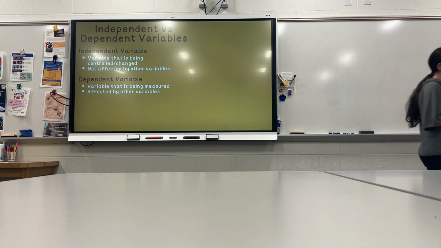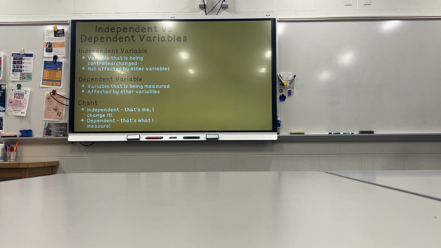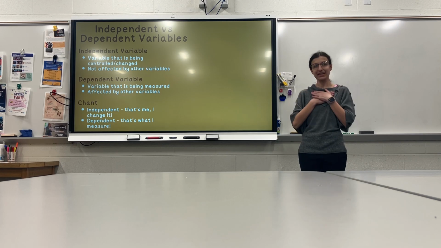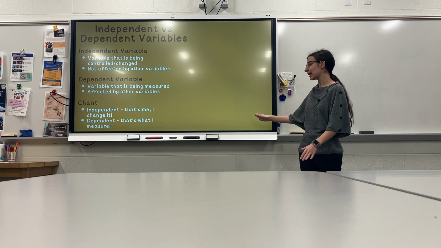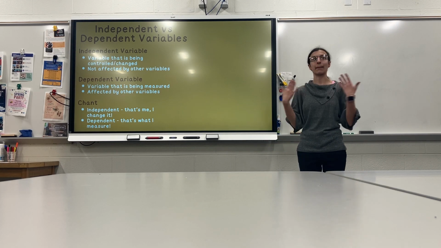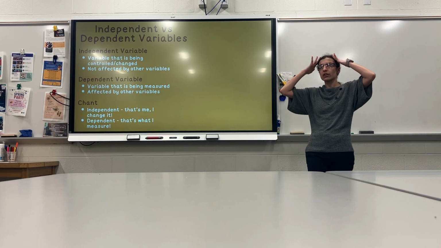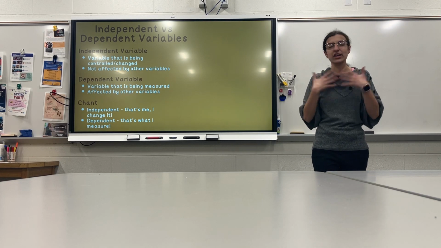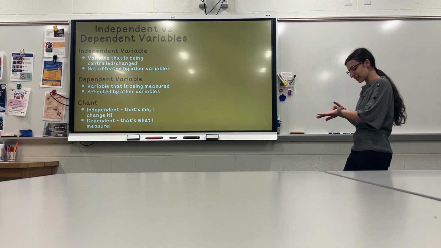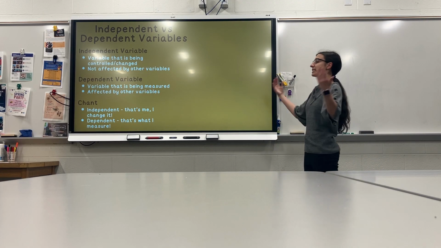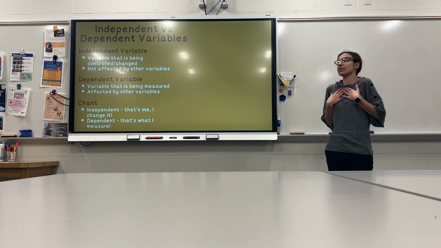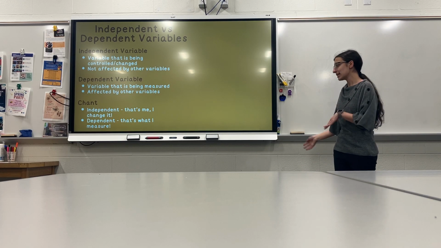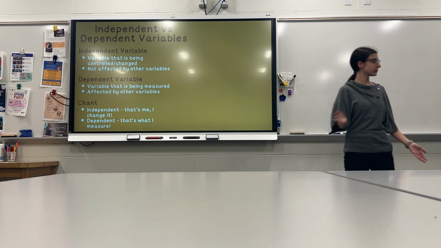A little chant that we can think of in our head when we're trying to figure out a practice problem is to think, independent, that's me, I change it. And then dependent, that's what I measure. Kind of just thinking in your head, independent, that's what I'm going to change, I'm going to control that, or the scientist is going to control that, and the dependent is what I'm going to measure. So independent, that's me, I change it. Dependent, that's what I measure.